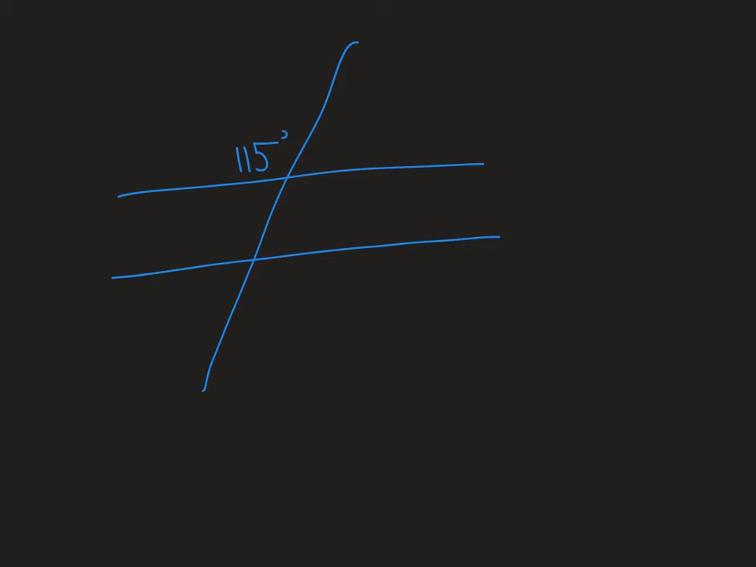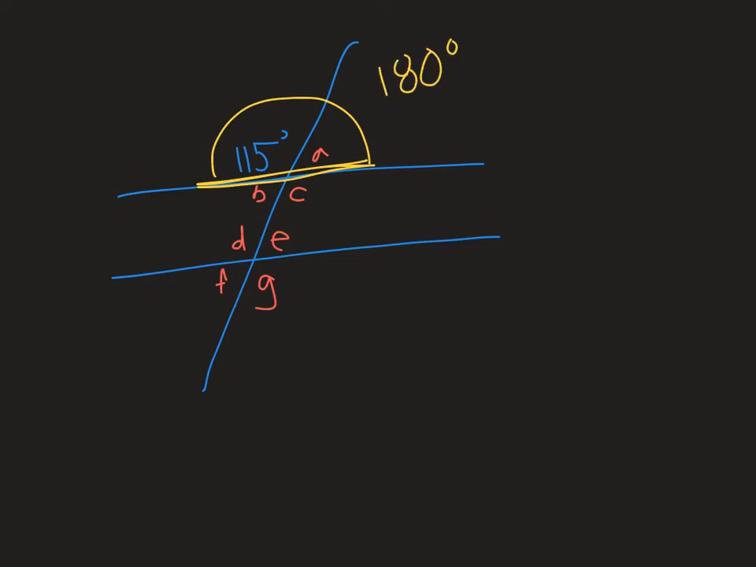So you have to go back and think about, okay, well, if this is 115 degrees and this is a straight line, then this angle has to be 180 degrees. So to find your missing A, all you have to do is 180 minus 115. And that gives you 65 degrees. So now I know that angle A is 65 degrees.